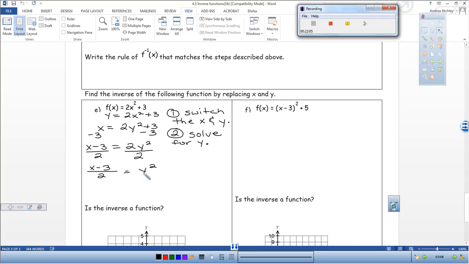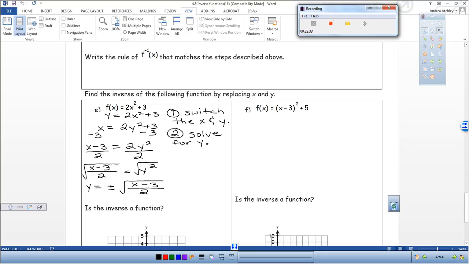Now to get rid of the squared, I'm going to square root both sides. Okay, that's going to give me y equals plus or minus the square root of x minus 3 all over 2. Make sure you have that plus or minus, because whenever you put a square root, you need that plus or minus. Any questions over that?